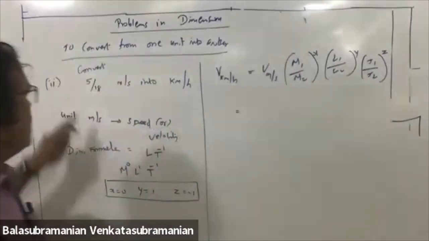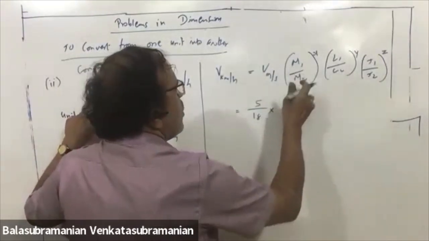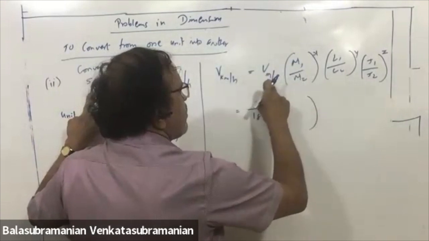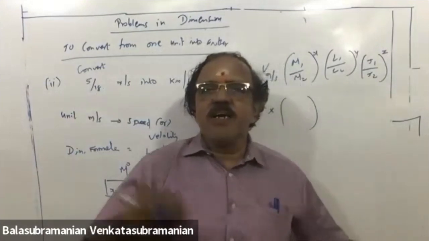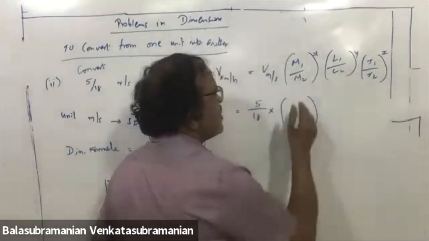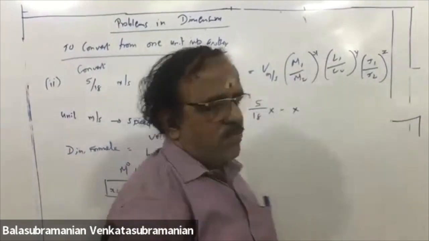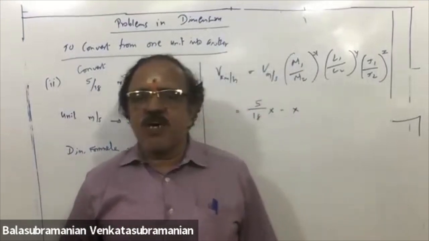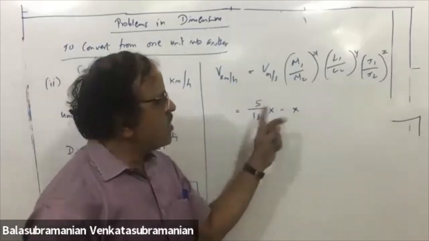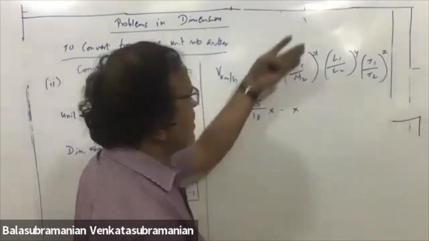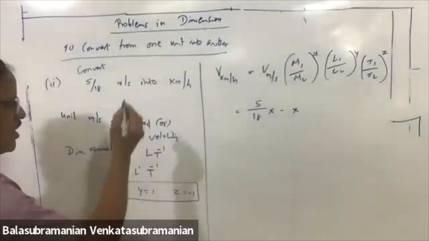Velocity in meter per second is 5 by 18, with the factor M1 by M2. Actually, velocity or speed is independent of mass, so this term will never arise at all. Mass M1 and M2 are called corresponding masses. Here there is no question of mass, so the power is 0: M1 by M2 to the power 0. Even if we have something, the power is 0.